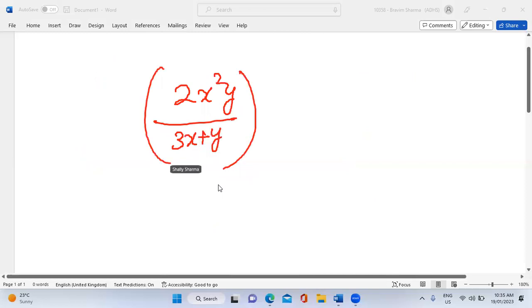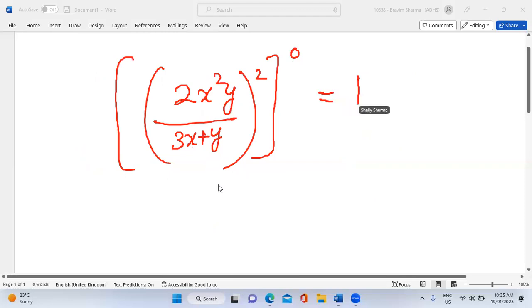Let's say a very complicated expression is written: 2x square y (3x plus y) whole square, and then the whole thing raised to the power 0. This is always 1. If the whole exponent value is given as 0, whatever is written inside, you have no need to even calculate it, just write that it will be 1.